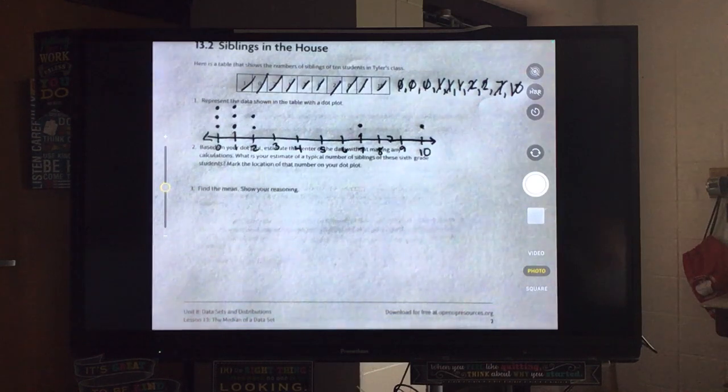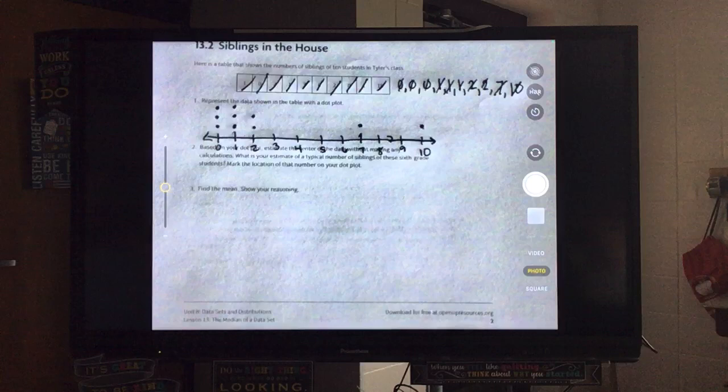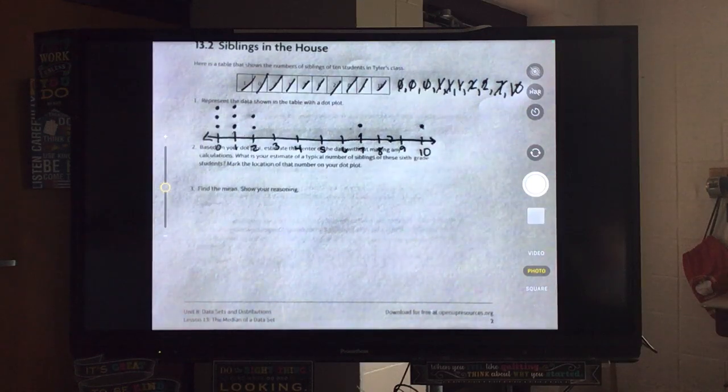What are the most questions about the EOG? The most questions are expressions, equations, and ratios, proportions, percents. It's like half of it.